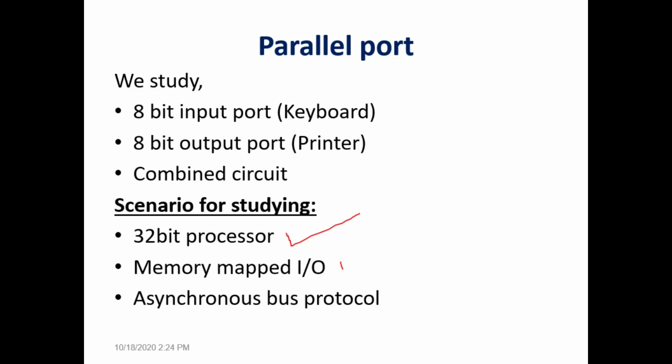And I am talking about memory mapped I/O, where input output devices are addressed by the processor using a particular address. Unique addresses are assigned to every I/O device. And I am talking about the asynchronous bus protocol. Since the bus is involved in data transfer, and there are two types of buses, synchronous and asynchronous, while giving the example, I will always consider the asynchronous bus. So let us start with the interface circuit with the parallel port for the input device, that is the keyboard.